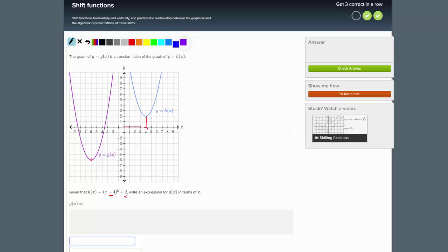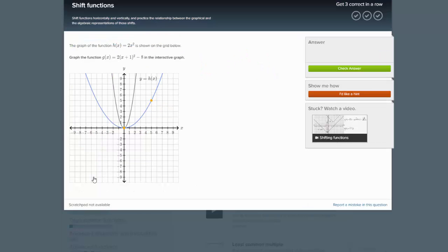My purple line got shifted left 6, so when I go in my graph, it'll be plus 6. This was a squared, this is a squared. Down 6, when it's outside, it's normal. So there's my graph, x plus 6 squared minus 6.